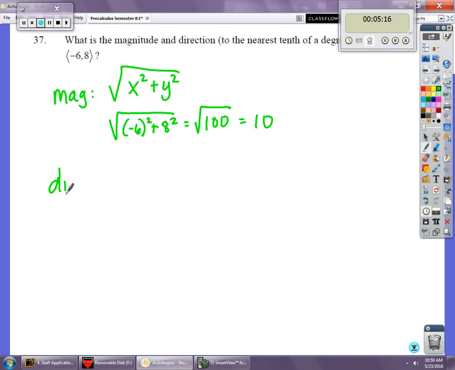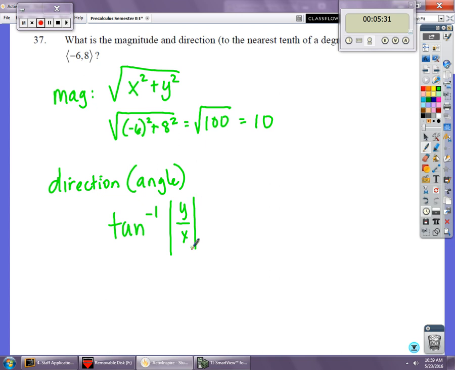Now for direction. Direction means I want the angle. This is on your formula sheet, but basically what we want is inverse tan of y over x. Make sure you put everything in positive, and then we'll figure out the quadrant at the end. Let's take a look at where this ordered pair falls. Negative 6, 8 would be somewhere up here, so this vector would look something like this. And notice this is quadrant 2.